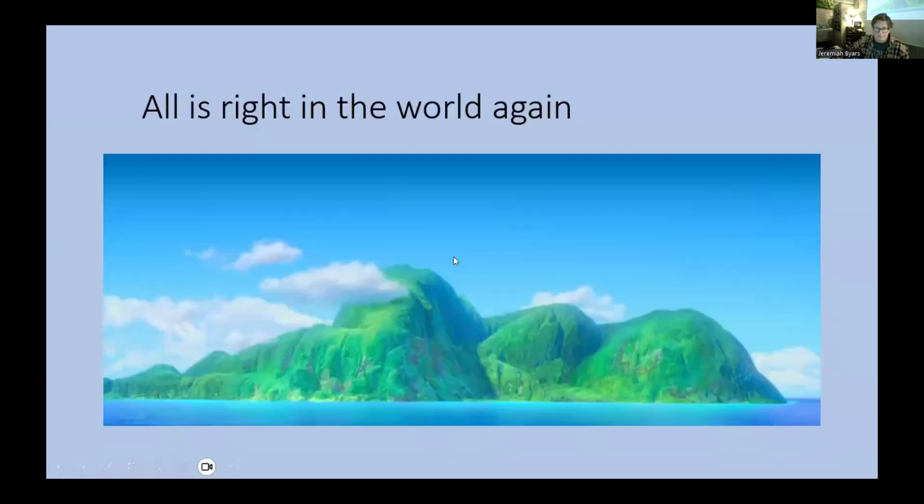And if you do that, then all is right in the world again. All is good. Okay. So that's a feminist analysis of Moana. All right. And just for kicks and giggles, Moana is very connected.